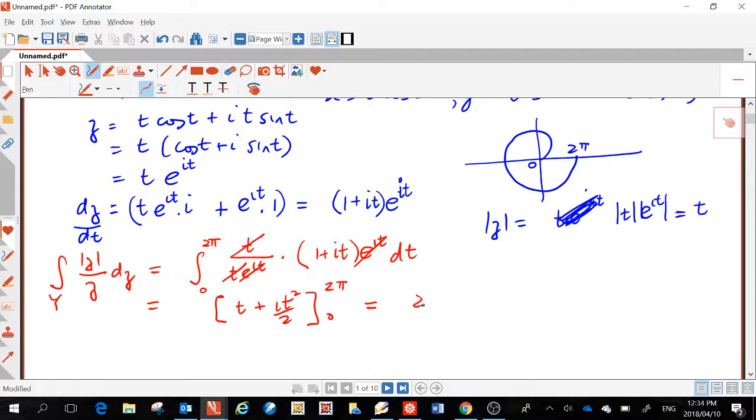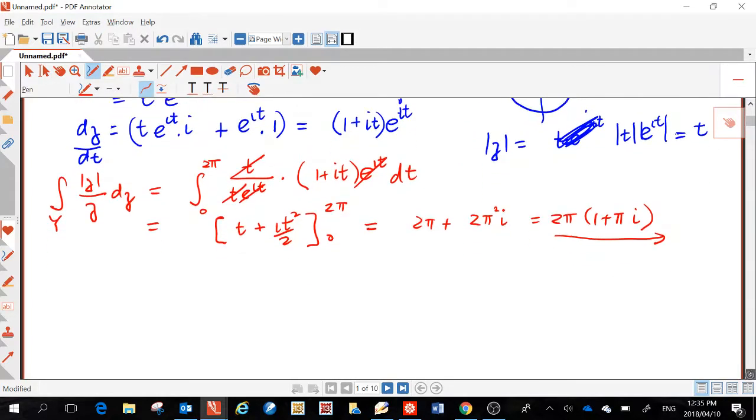Right, and then you can get a certain answer here: 2 pi plus 4 pi squared over 2 times i is 2 pi squared i. That is 2 pi times 1 plus pi i. That's the value of the integral if you go on an Archimedean spiral, t cos t, t sin t. You see, it's not a real number. It's a number with i in it. Therefore, I can't give it any characterization as an area or so. It's actually the sum of two line integrals, in essence.